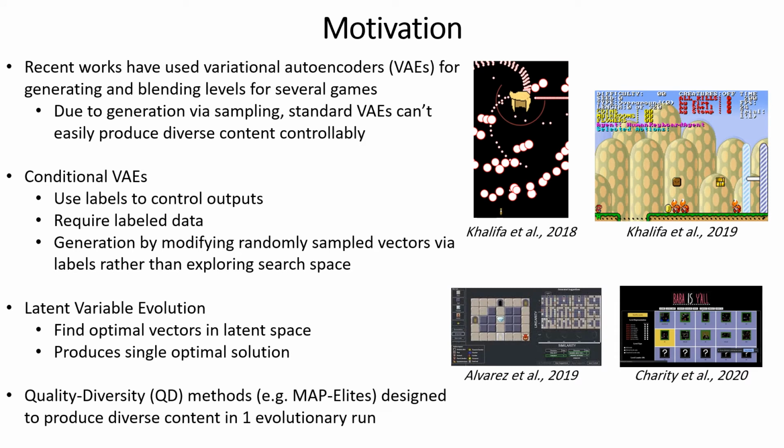And so since we want to be able to generate a diverse set of levels, a good idea might be to turn to the quality diversity, or QD, class of evolutionary algorithms such as MAP-Elites, which are explicitly designed to produce a range of diverse content in a single evolutionary run. And moreover, QD algorithms have been used in a variety of recent PCG works in order to generate levels for several different types of games.